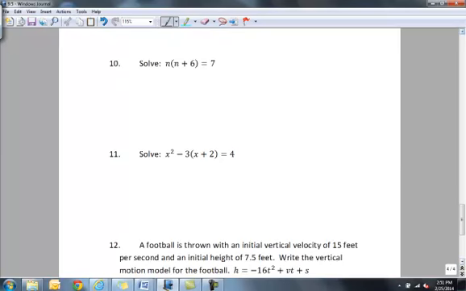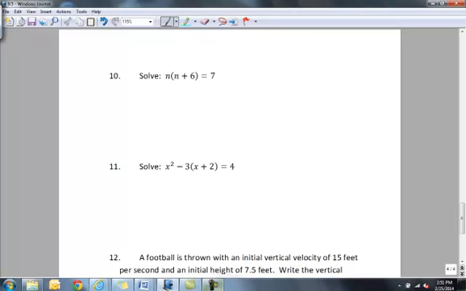All right, 10 and 11. So notice that with 10, we don't have equal 0. That's a significant issue. So let's go ahead and subtract 7. If we do that, we get n parentheses n plus 6 minus 7 equals 0. Remember, that's our home base, our starting line. We always want to have everything on one side equal 0. Well, those parentheses are a little bit odd too. Let's try to get to some familiar territory. Let's go ahead and distribute this n. We're just trying to make this look like what we know how to do. So if I distribute the n, I get n squared plus 6n minus 7 equals 0.